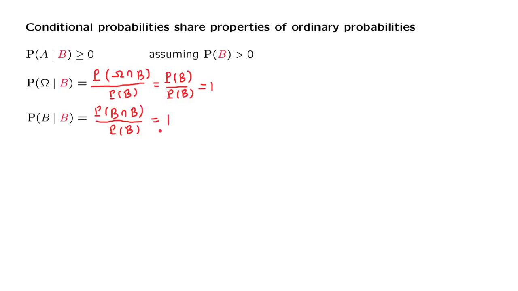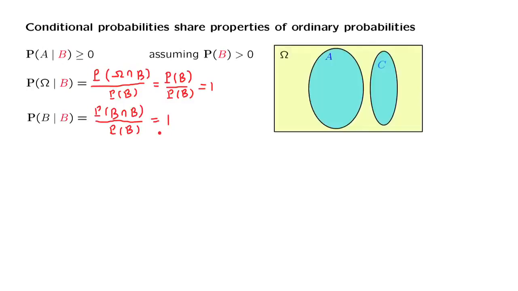Finally, we need to check the additivity axiom. Recall what the additivity axiom says. If we have two events, two subsets of the sample space that are disjoint, then the probability of their union is equal to the sum of their individual probabilities. Is this going to be the case if we now condition on a certain event?